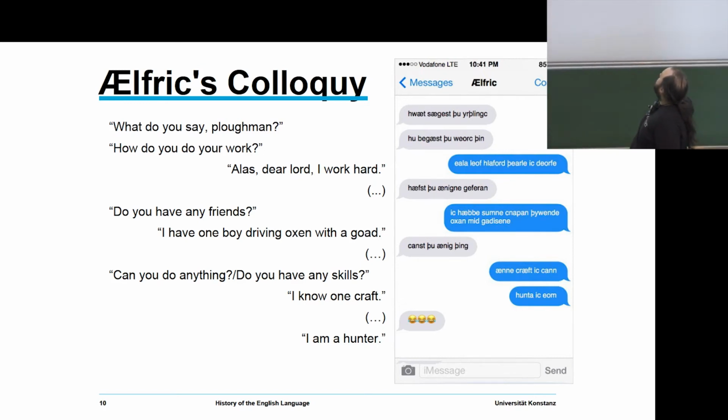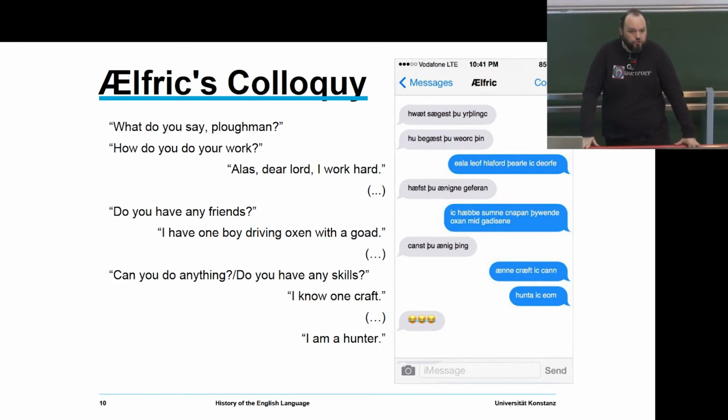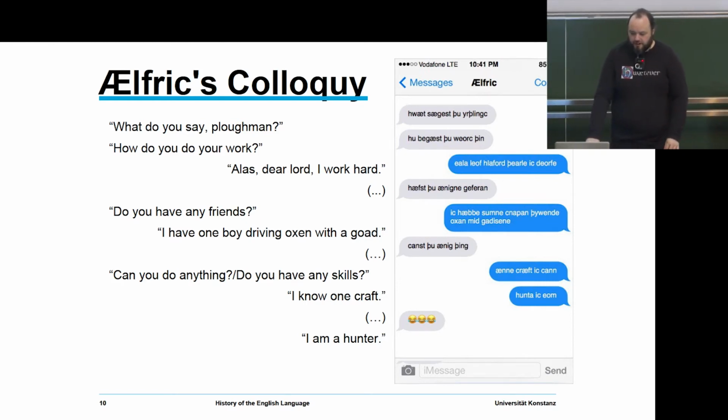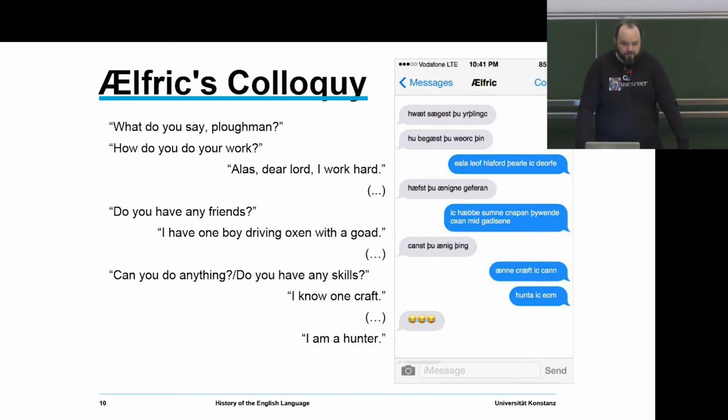Hast du enige gefähren? Have you any friends, companions? So the verb here, have, is in first position. So this is a yes/no question because the expected answer is yes or no. Do you have any friends or any companions in modern English?